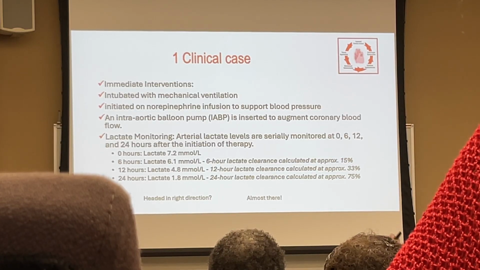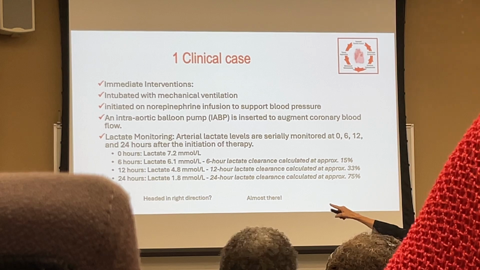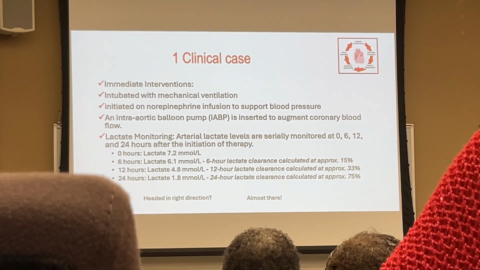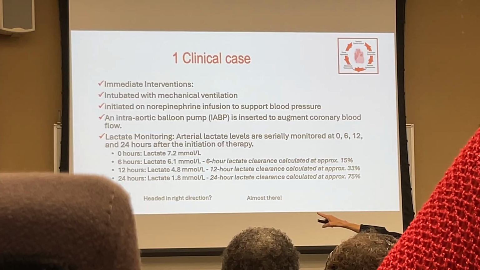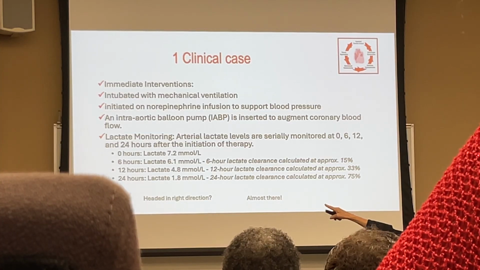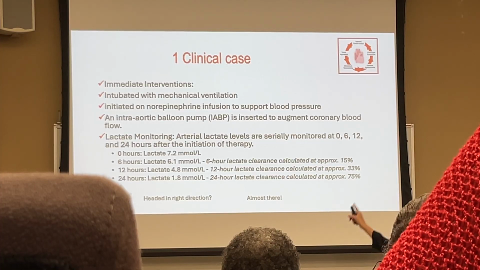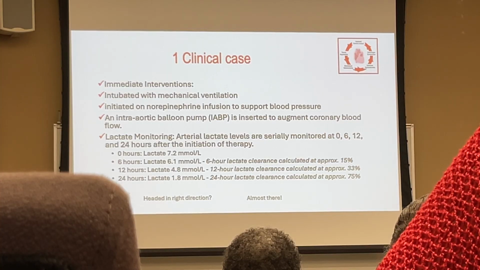But as we're stabilizing the patient, you would already know he's doing better. His lactate is down to 4.8, and the clearance rate is now 33%. And then 24 hours later, remember you're looking at that initial lactate, over that 24-hour period you have cleared 75% of your abnormal lactate. That means you did right. You did great. You went on norepinephrine, you went on balloon pump, you did great. You're heading in the right direction and you're almost there.